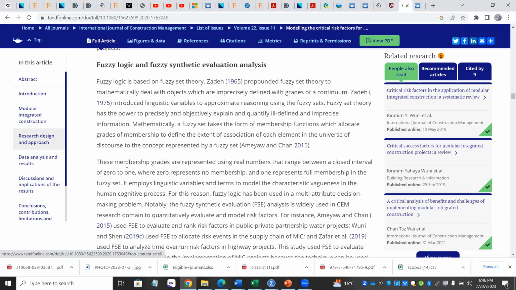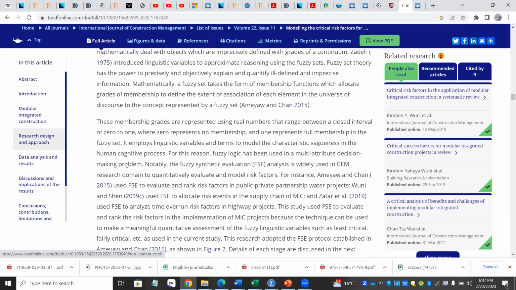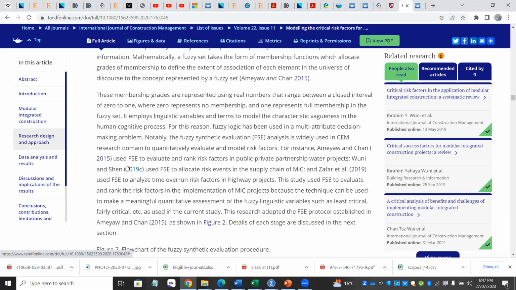Okay, so these assigned membership grades are represented using a real number that ranges in a closed interval of 0 to 1, where 0 represents no membership and 1 represents full membership in the fuzzy set. It employs linguistic variables to model the characteristic vagueness in the human cognitive process. For this reason, fuzzy logic has been used in multiple attribute decision-making problems. In other words, it has been used in so many fields, not only in engineering. Notably, the fuzzy synthetic evaluation analysis is widely used.